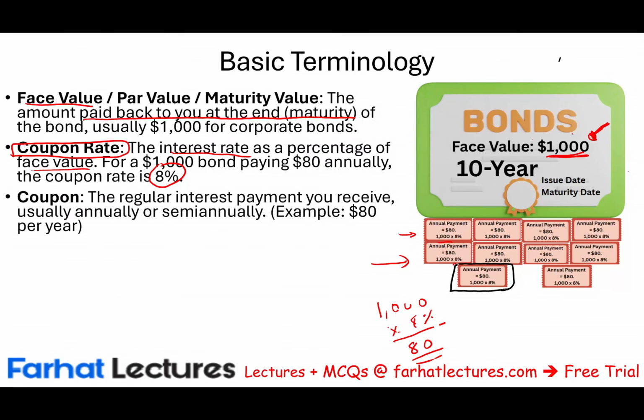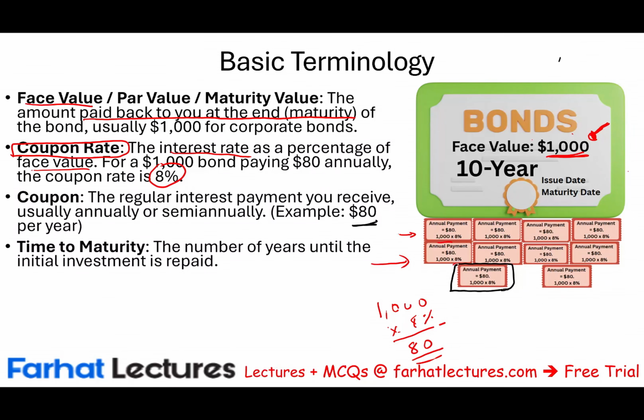For this example, we're saying it's $80. So the coupon is $80. The coupon rate is 8%. Time to maturity is the number of years or the amount of time, it could be years, months, whatever it is, until the investment is repaid. And what do you repay at maturity? You repay the face value. And that's why we call the face value also the maturity value. Because at maturity, and for the sake of this example, I said the year 2050, you will always get the face value. Whether you paid more or less for the bond, you'll get the face value at maturity.